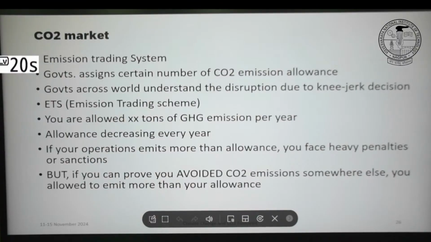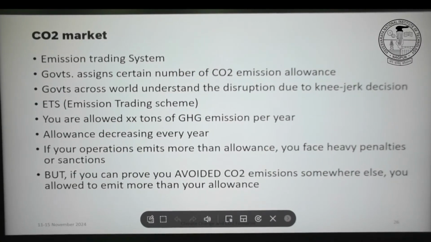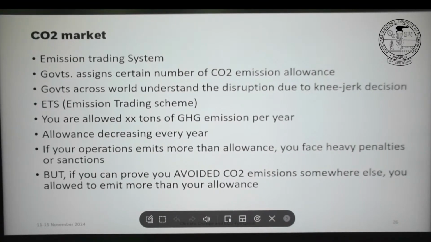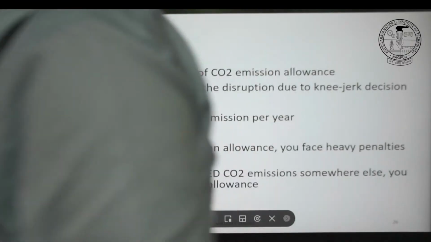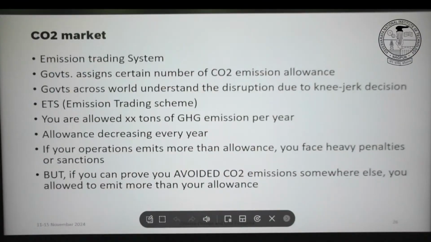So at least in Europe, how it works, Dr. Kalpana, please feel free to interrupt and correct and add any time. She is also an expert on this. So what they do in Europe, or what they did for last 15 years, 20 years, is the government assigns a certain number of CO2 emission allowance. So allowance means as an industry or as an operator, I'm allowed to emit X tons of CO2 annually. So that's the allowance, right?